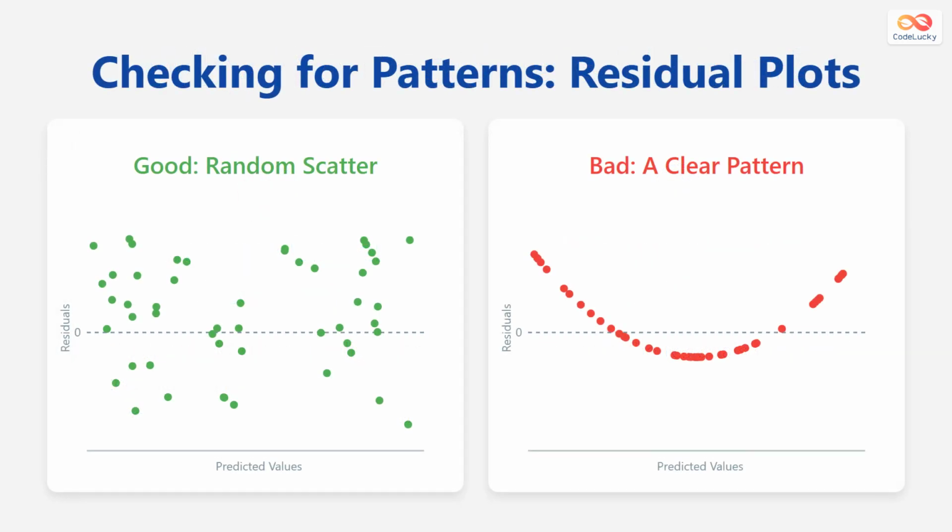To diagnose our model, we use a residual plot. We plot the predicted values against the residuals. What we want to see is a random, shapeless cloud of points. This indicates that the errors are random, which is good. If we see a clear pattern, like a U-shape, it signals that our model has a systematic problem and isn't capturing the complete relationship in the data.